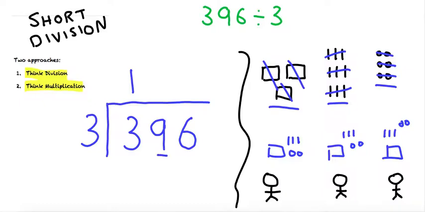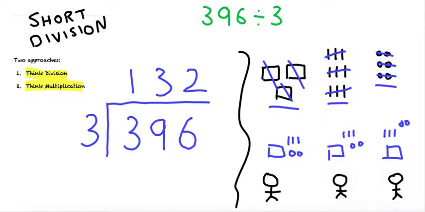Now we look at the next place. How many times does 3 go into 9, we ask ourselves? Well, it goes in 3 times. And then we say, how many times does 3 go into 6? Goes in, that's right, twice. So that's the second method.